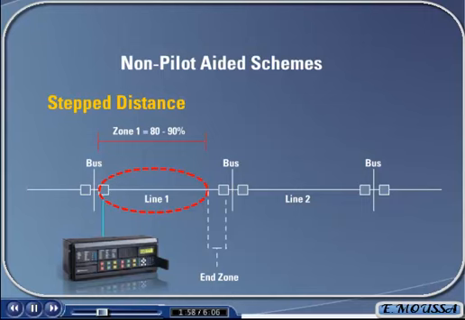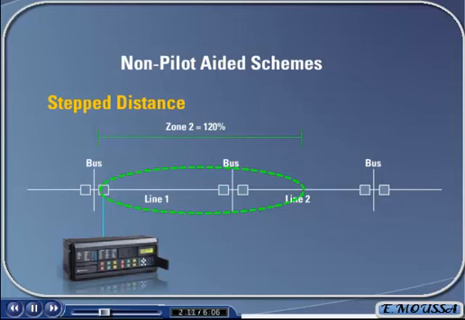The second zone of protection is set to overreach and extends from the beginning of the transmission line, past the end of the line, and into the next adjoining transmission line. This is called Zone 2. Zone 2 is usually set to 120% of the impedance of the transmission line. Zone 2 is set in this manner so that it can detect faults that occur in the end zone area that zone number 1 cannot detect. Zone 2 is also always programmed to have a time delay set between 0.25 and 0.4 seconds.